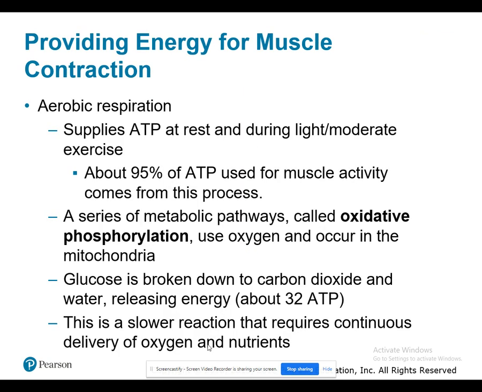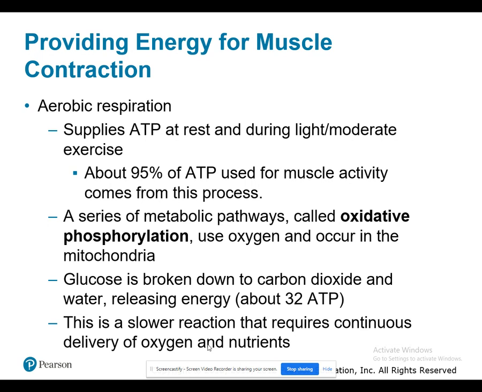The second one is aerobic respiration. Now this supplies ATP at rest and during light and moderate exercise. In fact, it supplies about 95% of ATP used for muscle activities because we've depleted the other sources so quickly that, again, 95% comes from this pathway.